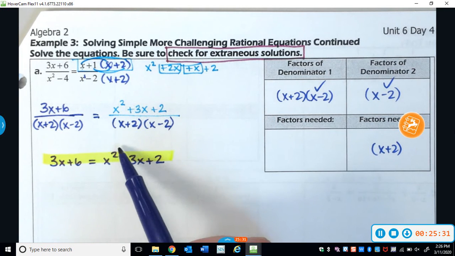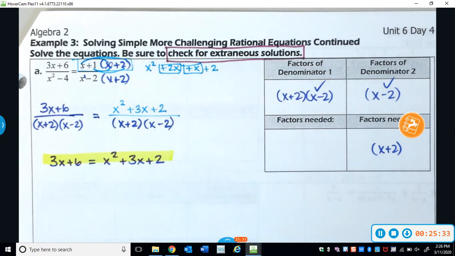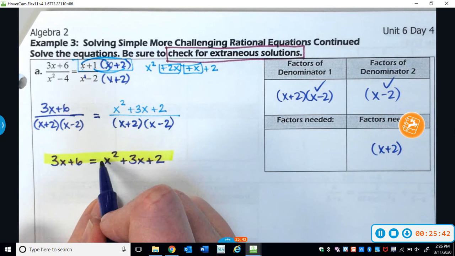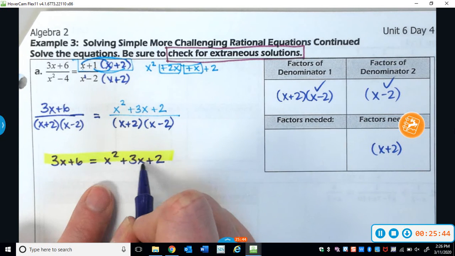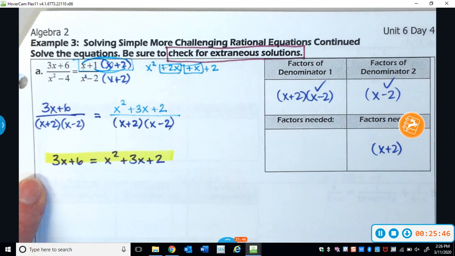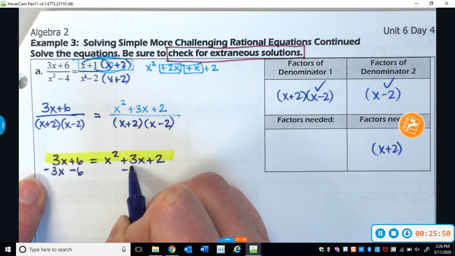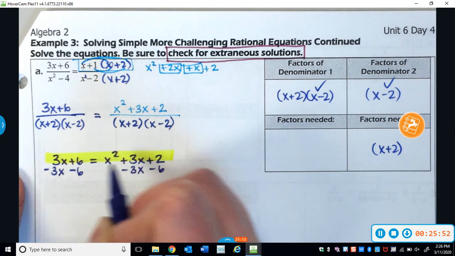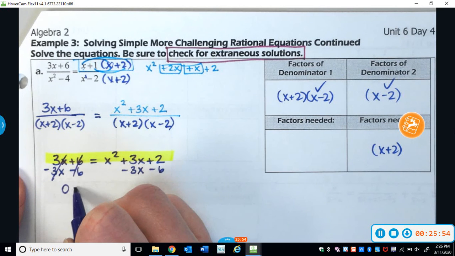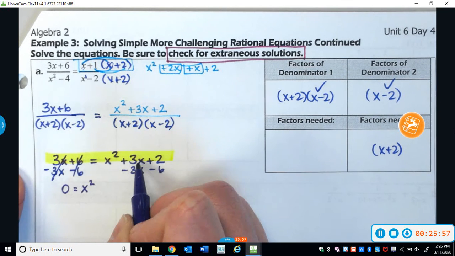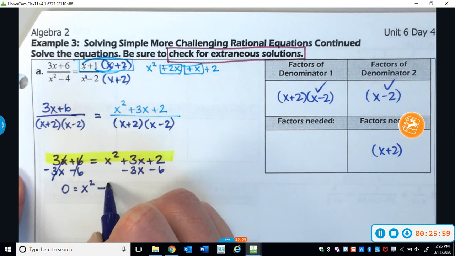Well, this is a quadratic, so I can solve it by factoring, quadratic formula, whatever I choose to do though. All of my terms need to be on the same side of the equal sign, and it's easiest if my x squared is positive. So I'm going to leave everything here. I'm going to bring these things over to them. So I'm going to subtract 3x's and subtract 6. So I have 0 on this side. Notice 3x minus 3x cancels out, and then I'm left with negative 4.